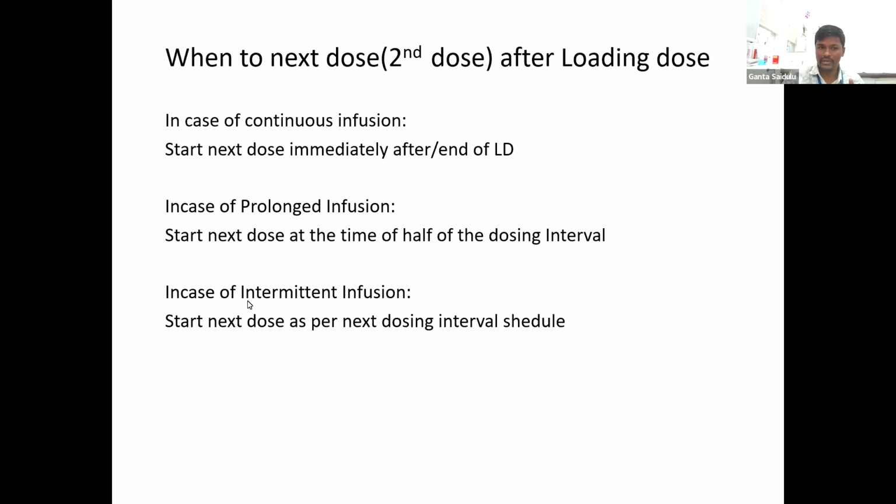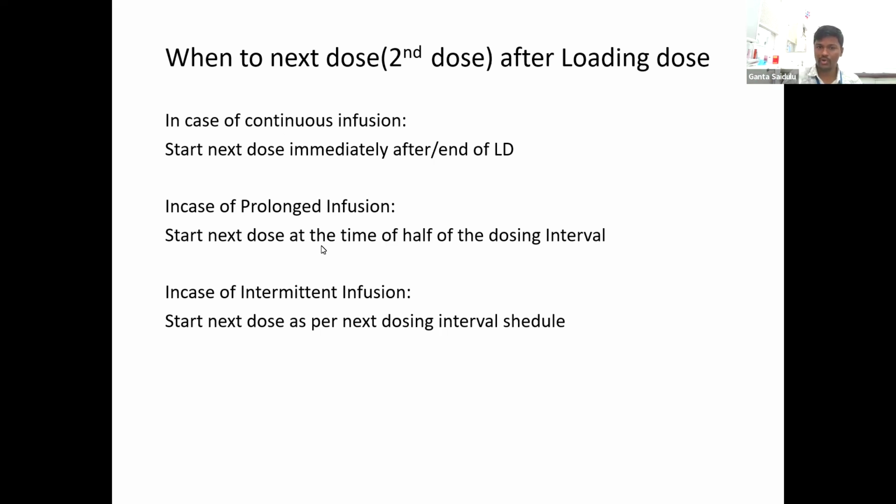In the case of intermittent infusion, where the patient is not in septic shock, the patient does not require any loading dose. It's a standard dosing protocol. You give the first dose and the next dose should be after an 8 hour gap. If it is BD dosing, then your next dose should be after 12 hours. If it is TD dosing, your next dose should be after 8 hours.